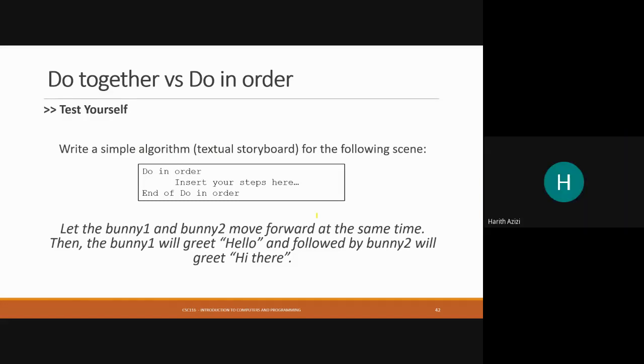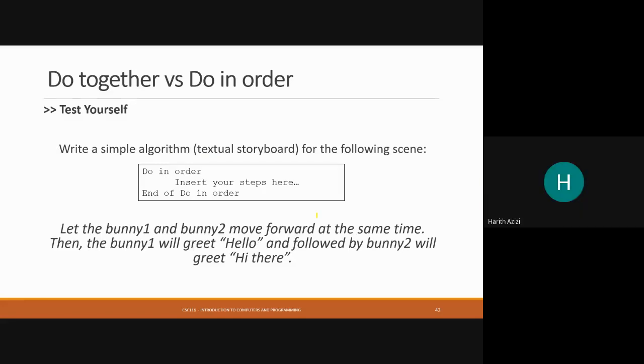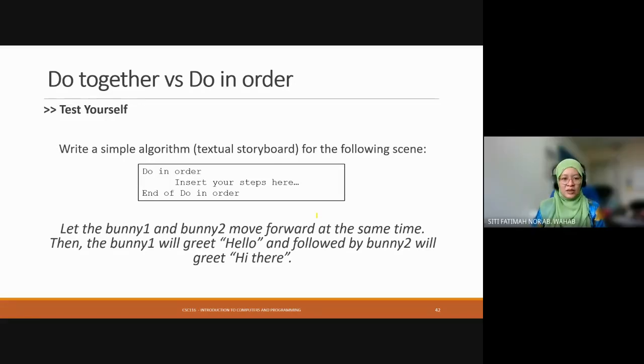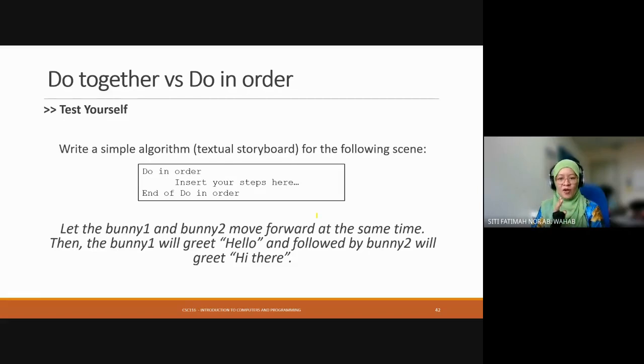Alhamdulillah. So, kertas. Ambil satu kertas, satu pensel ke pen ke conteng. Saya nak you buat do in order. Okay, lepas tu dalam tu you tulis arahan to let the bunny 1 and bunny 2 move forward at the same time. Then the bunny 1 will greet hello and followed by bunny 2 will greet hi there.